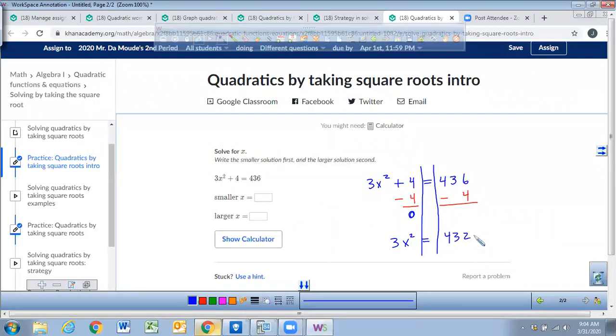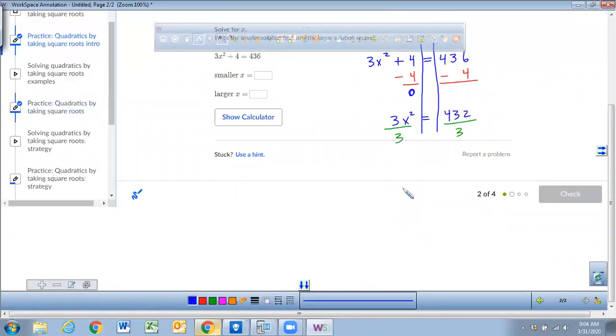All right, and then we're going to take 432, and what are we going to divide both sides by? What do you guys think? What are we going to divide both sides by now? 3. 3, yeah. Divide by 3. And we get x squared equals 432 divided by 3 ends up becoming 144.